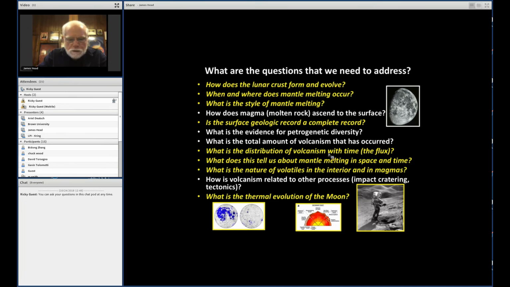What about mantle melting in space and time, and what's the nature of volatiles in the interior and in the magmas? And again, how is this all related to other processes? We're coming now to the point where we can do very, very important quantitative models of impact basin formation, of crater formation, the thermal evolution of the moon, generation, ascent, and eruption of magma. In the next decade or so, we'll be bringing these things together, getting new samples to test these ideas, and putting together an overall view of the thermal evolution of the moon.